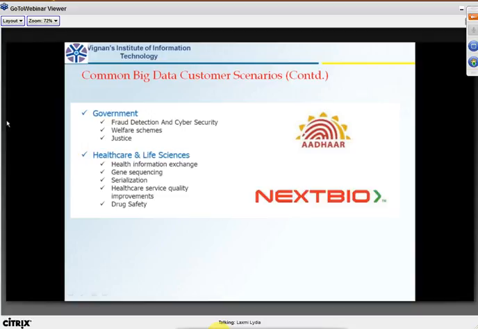Big data is generated from healthcare and life sciences also. How have healthcare and life sciences generated big data? Next Bio is the biggest company that has generated big data with concern to healthcare and life sciences. Frankly speaking, more big data has been generated from this zone compared to the previous telecommunication or the web. Of course, the web part also generated more and more big data, but with concern to healthcare and life sciences, there is a lot of generation of big data.